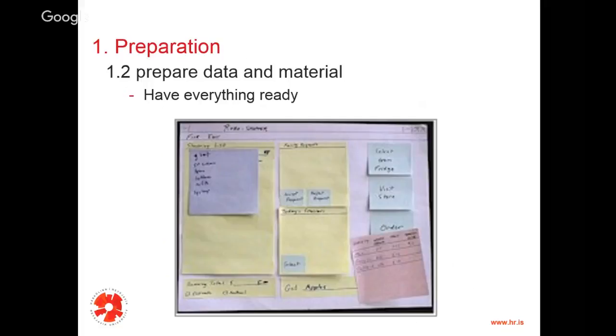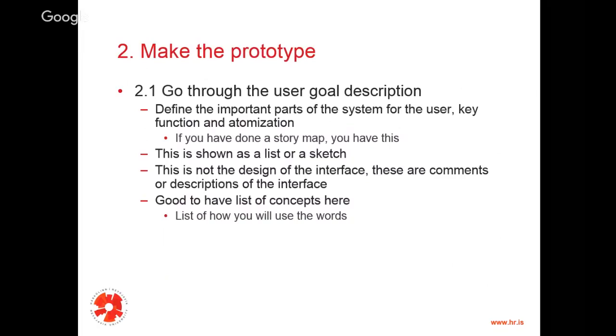Okay, so the second task for the preparation is just to collect the data and have everything ready. You would have to have post-it notes, a pen, a paper, and so on to be able to do this. And the first thing when making the prototype is going through the user goal description.